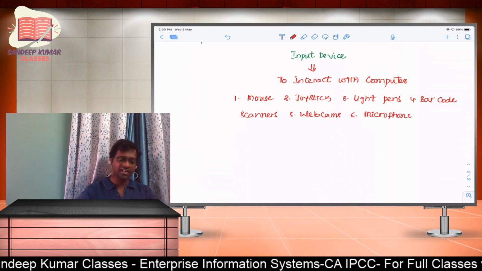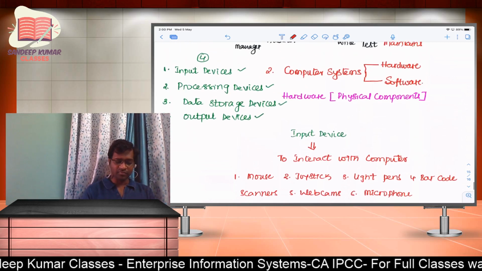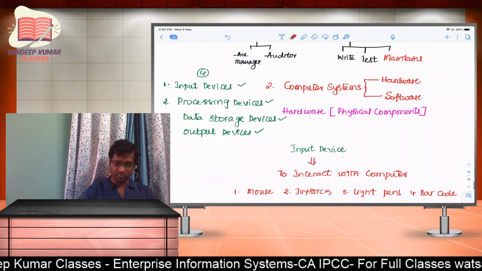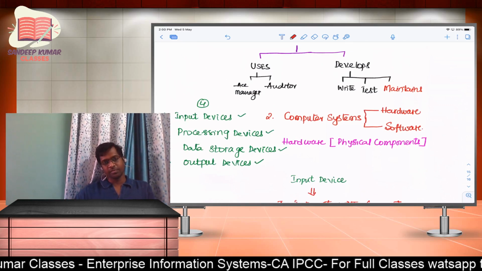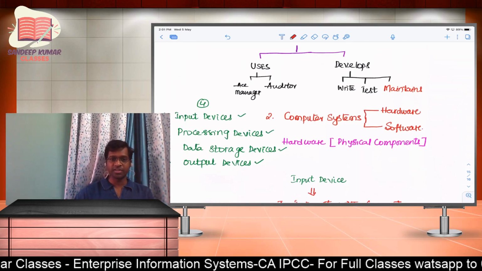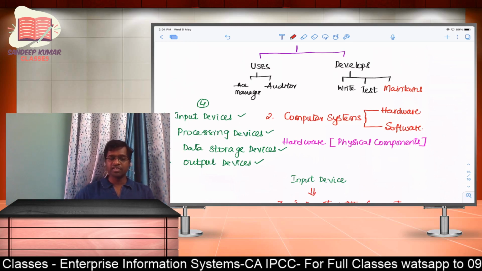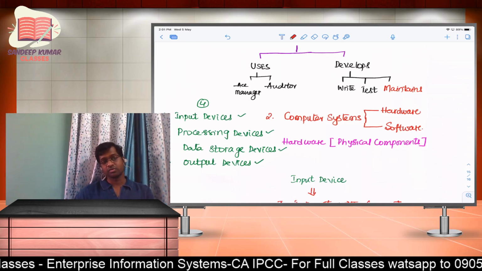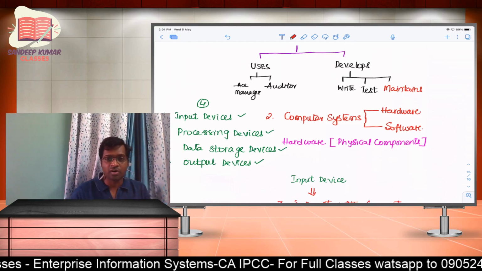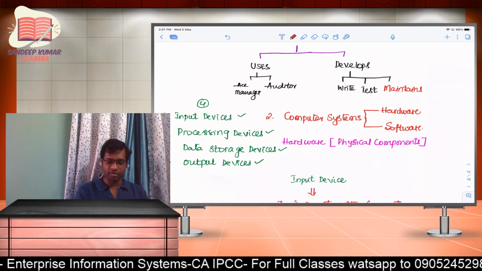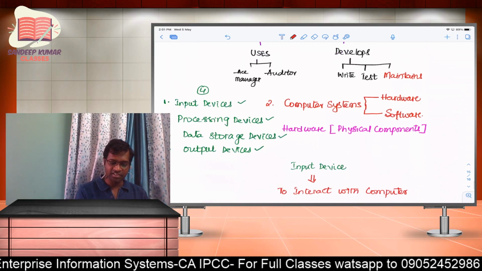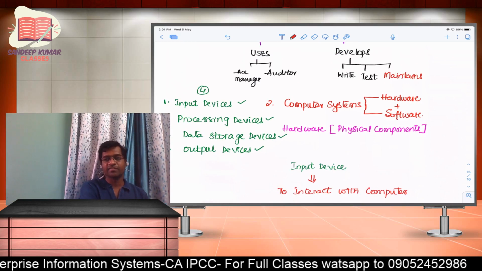What are we studying, sir? We are studying computer systems. What exactly is a computer system? It's the second component of an information system. The first component is people, and the second component is computer systems. What is a computer system? It's nothing but a combination of hardware and software.